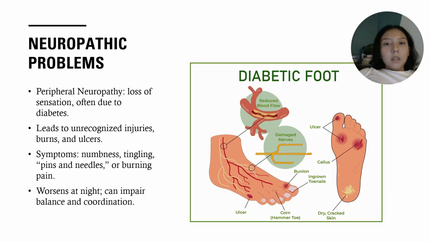Now, in terms of neuropathic problems, peripheral neuropathy is one of the most common neuropathic problems in older adults, and it's often linked to diabetes. It leads to the loss of sensation in the feet, which means injuries, burns, ulcers, sometimes they don't feel it, so it goes unnoticed. The typical symptoms include numbness, tingling, and a pins and needles feeling or burning pain. The symptoms often worsen at night and can impair balance and coordination, which increases the risk of falls. Managing neuropathy is absolutely essential to prevent complications and maintain mobility.